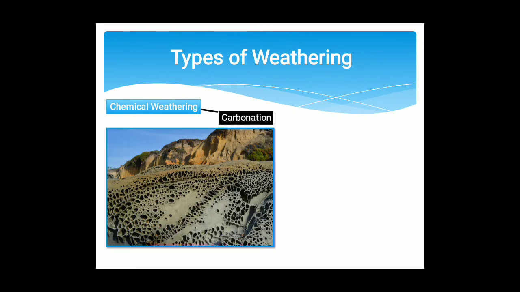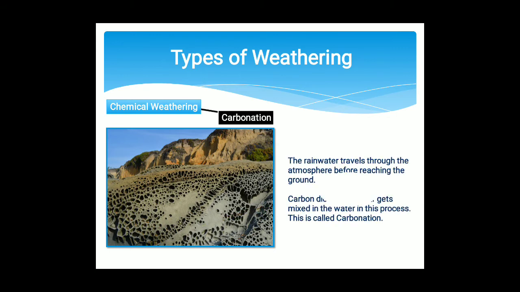Next is chemical weathering. Chemical weathering can further be divided into carbonation, solution and oxidation. Let us see carbonation first. The rainwater travels through the atmosphere before reaching the ground. Carbon dioxide in the air gets mixed in the water in this process. This is called carbonation.